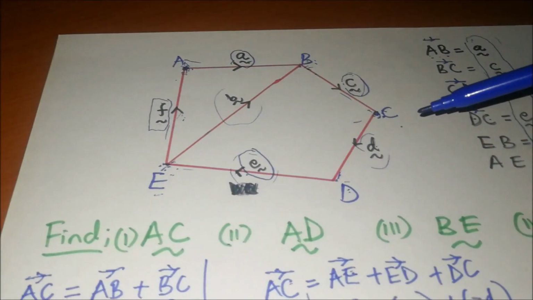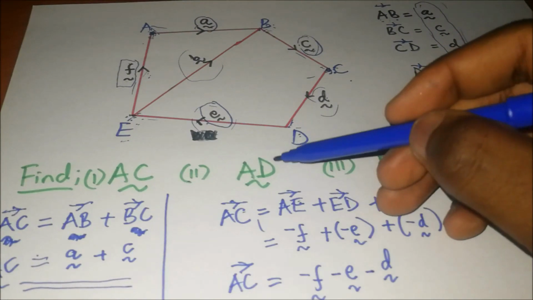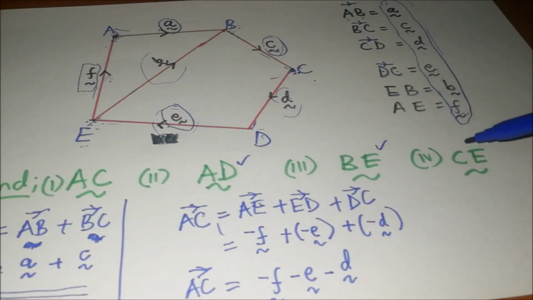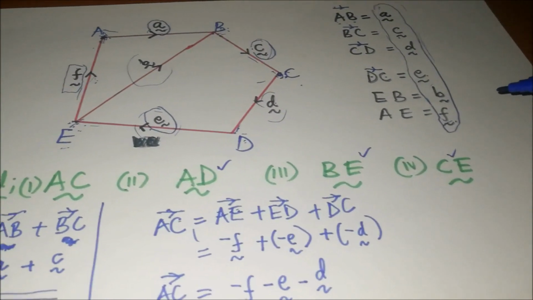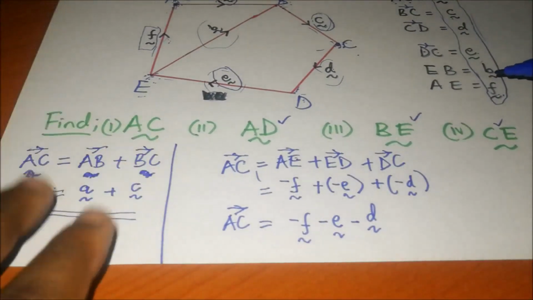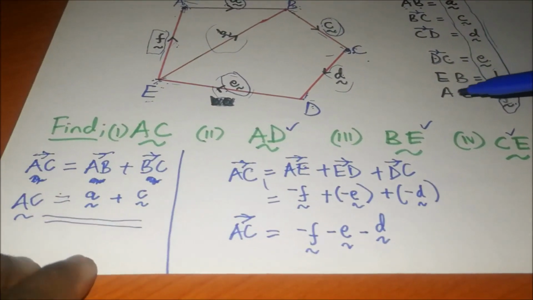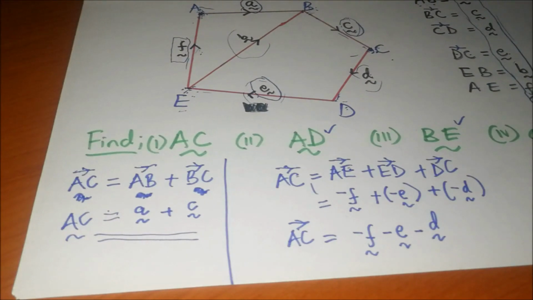So with that kind of simple illustration, I'm sure you can find AD, BE, CE. You can try those ones out. So that is basically how we find them. Now take note of this. I would like you to look, when we are defining the paths where we are supposed to pass.